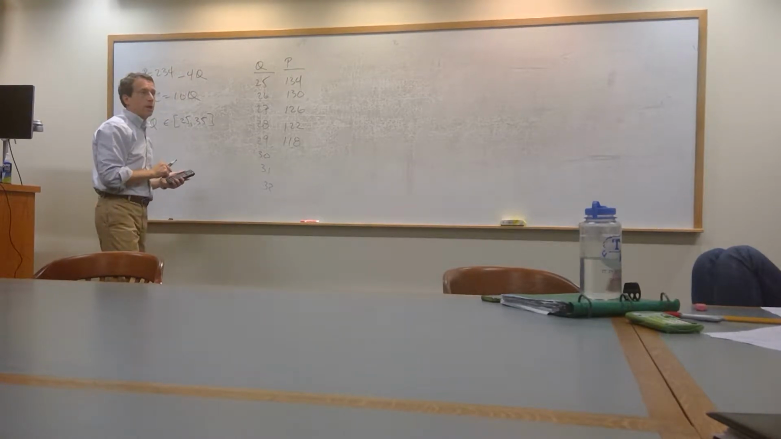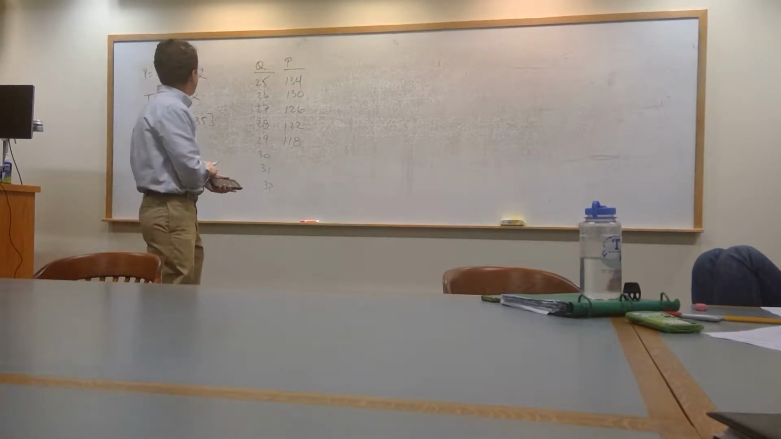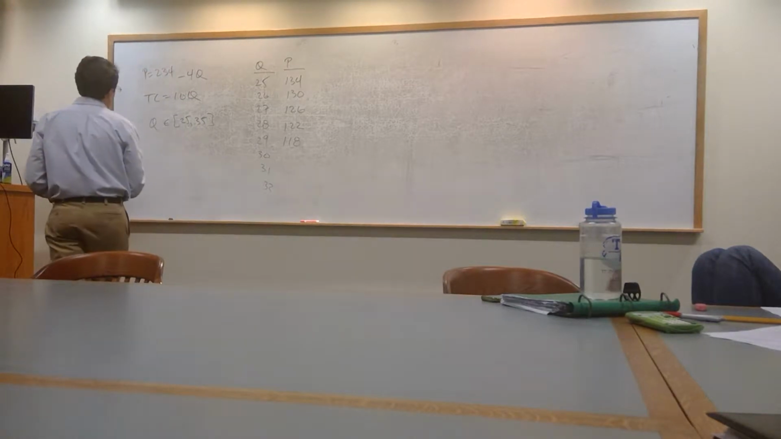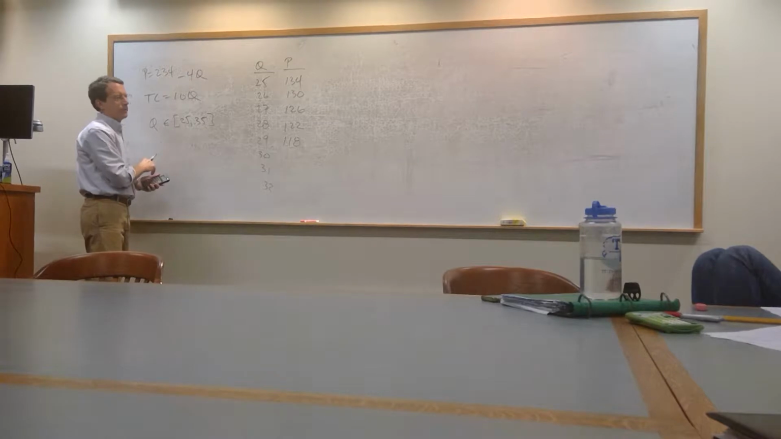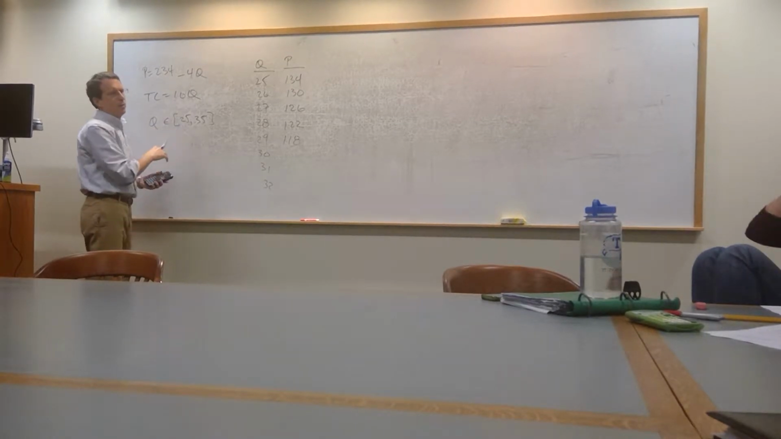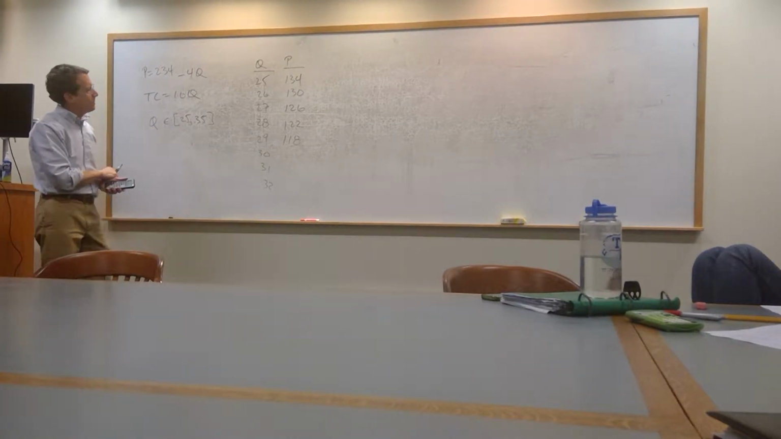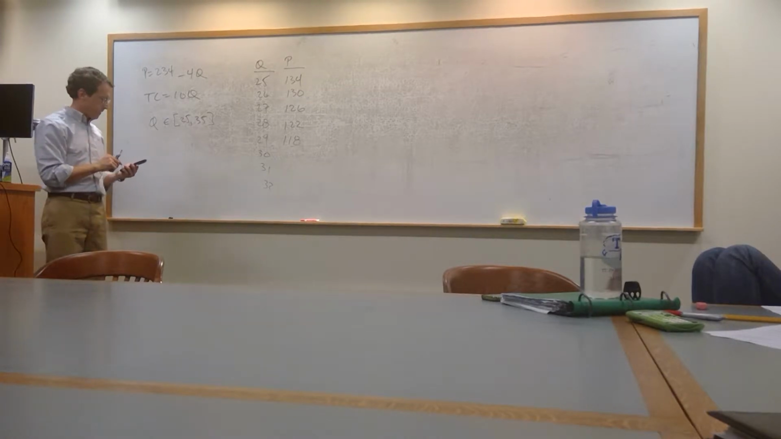Professor? Yeah. What is the Q bracket 25, 35? Oh, sorry. That means that the problem says that Q is between 25 and 35. It's supposed to be like separate, okay. Q is an element of that set. Okay, sorry. That's right.